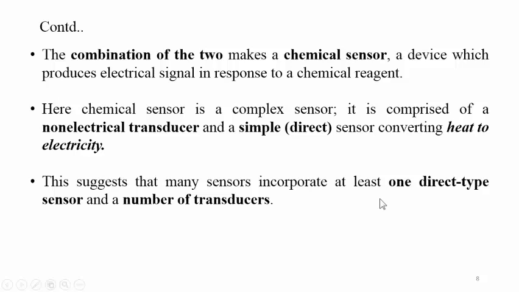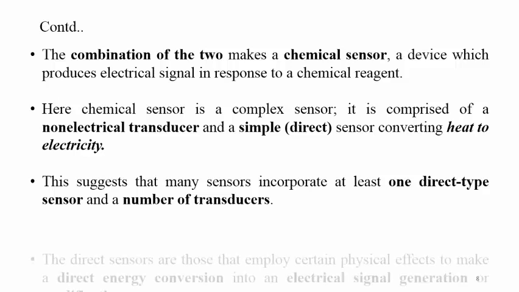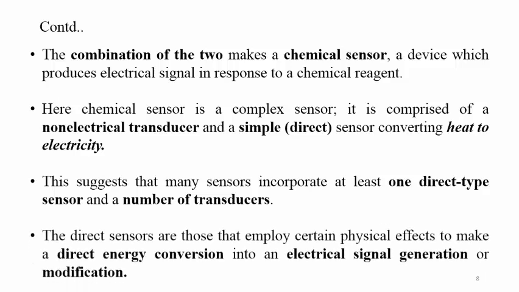So this suggests that many sensors incorporate at least one direct kind of sensor and a number of transducers or a series of transducers. So the direct sensors are those that employ a certain physical effect to make a direct energy conversion into an electrical signal or the modification of the signal.